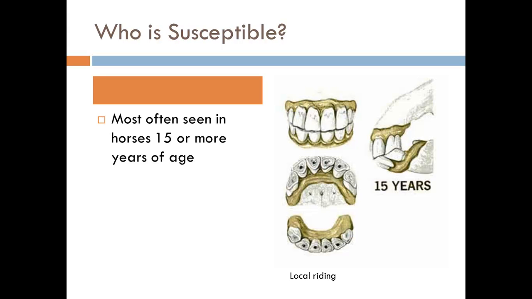Who is susceptible? Most commonly, this is seen in aged horses 15 or older. Horses who are over 20 often have the most developed cases with the most obvious clinical signs and visual signs when you actually just look into the horse's mouth. Other than that, you really need to take a radiograph to understand what is happening.